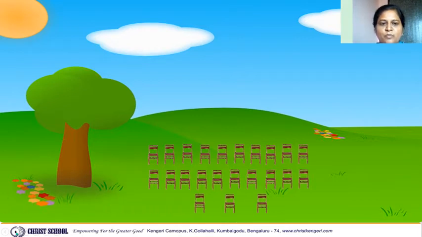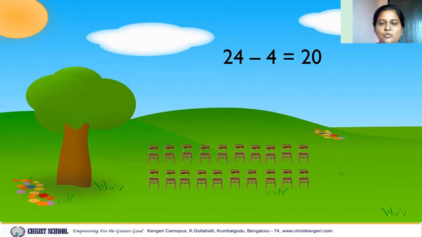1, 2, 3, 4. Now how many chairs are there? Yes, it's 20. Okay, so how could I do that? I have removed 4 from 24. So what am I going to do? I'm going to subtract. 24 minus 4 is equal to 20. This is very simple subtraction. Today we are going to learn about subtraction by using the column method.